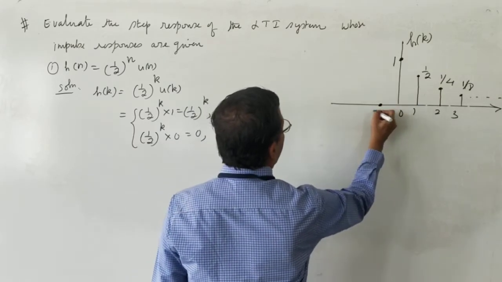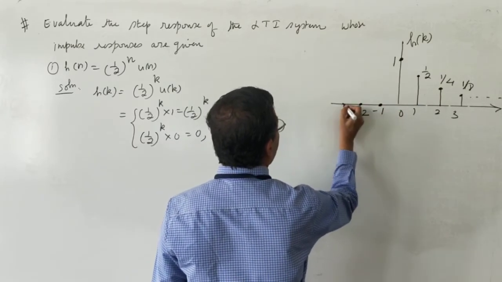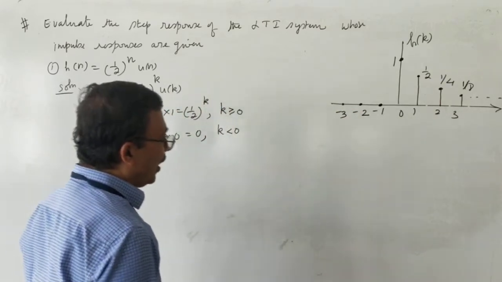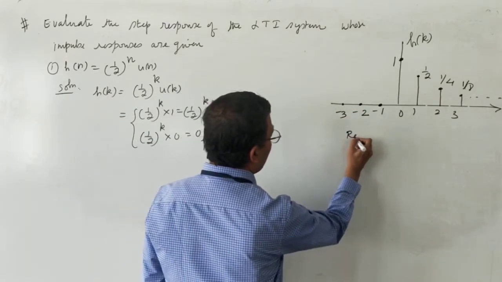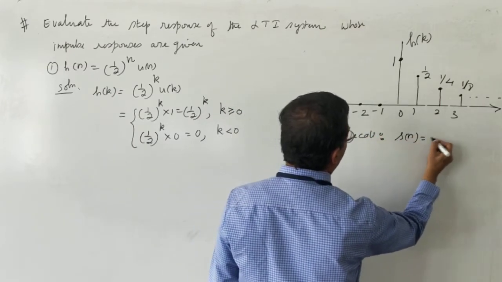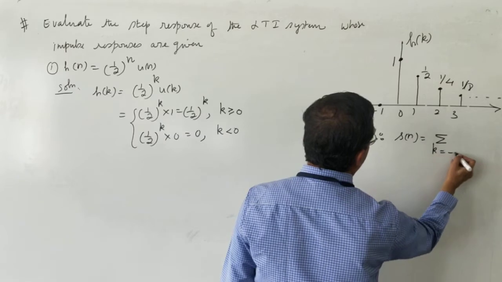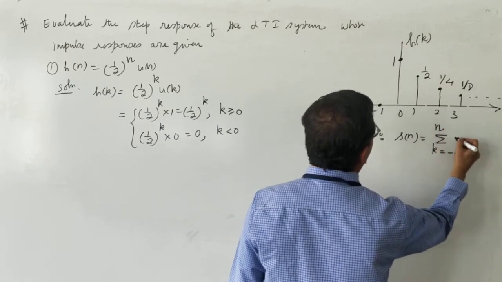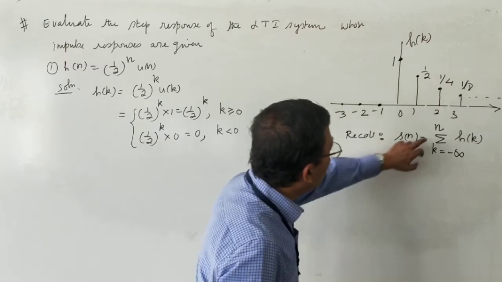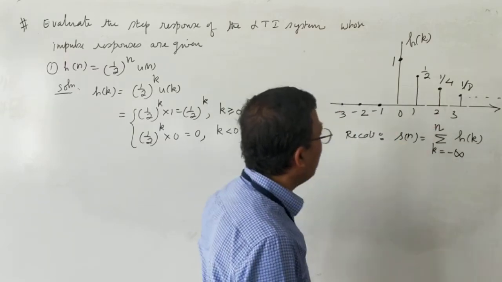At k equal to -1, it is 0, -2, 0, -3, 0. Now I have to apply the formula. Recall, what is step response? Step response S of n equals summation k equals minus infinity to n on h of k. Depending on the value of n, the summation has to be performed.